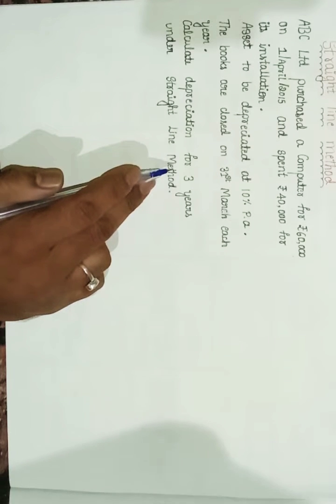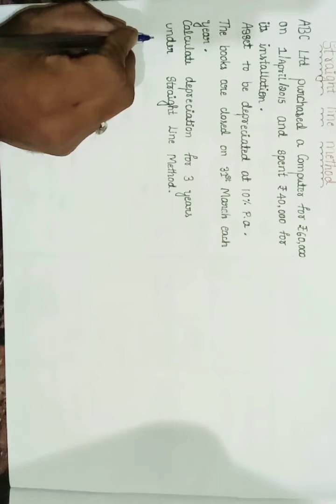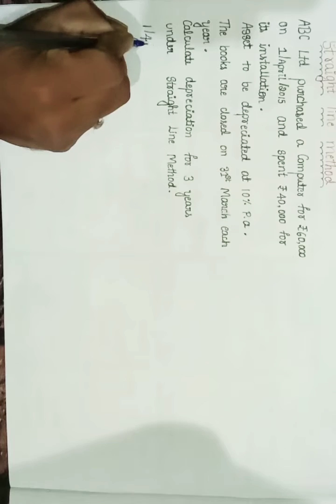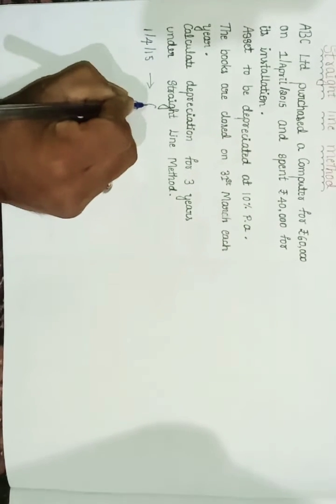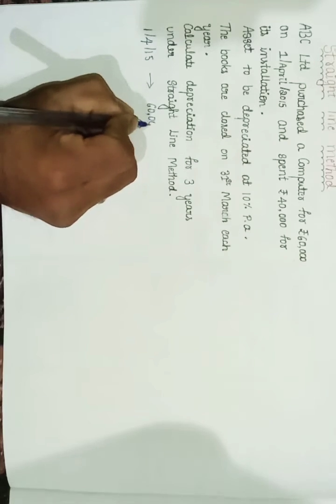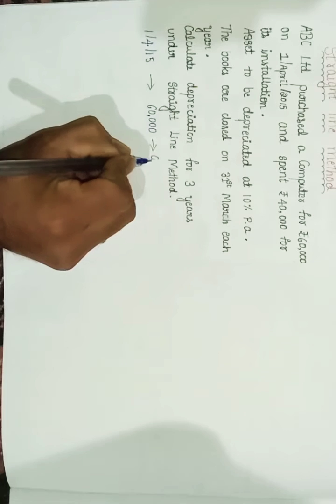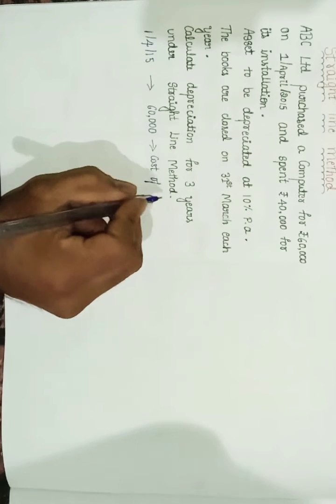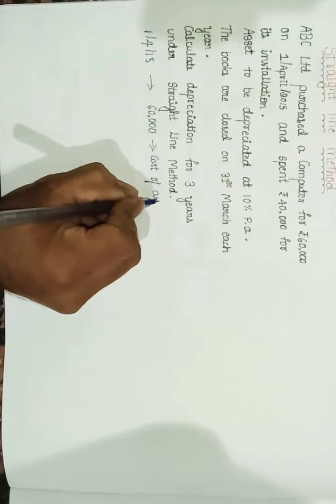First, let us make a note of whatever information they have given. First one, we are purchasing machinery on 1st April 2015 for rupees 60,000. So it is called the cost of asset. Whatever amount you spend for purchasing the asset, we call it the purchase price, which means cost of asset.